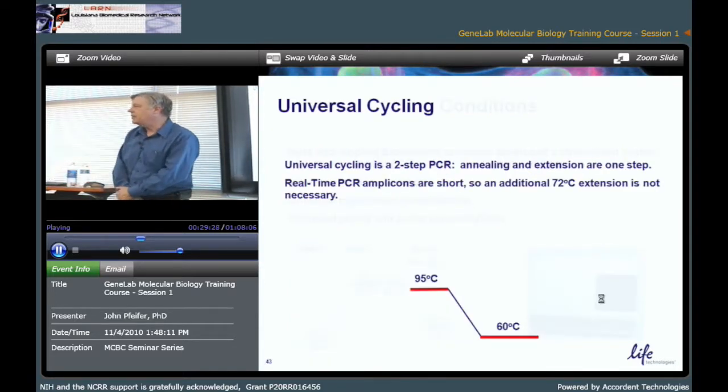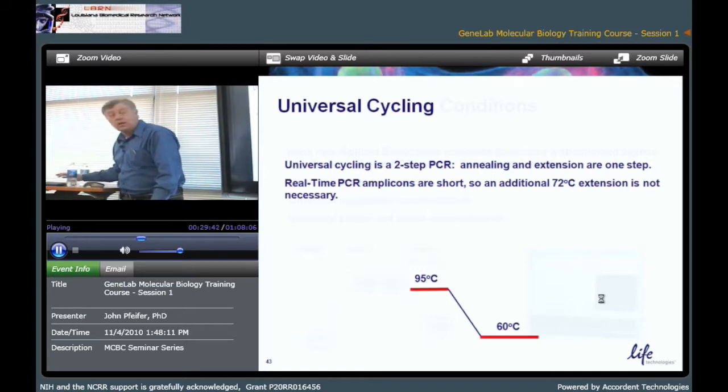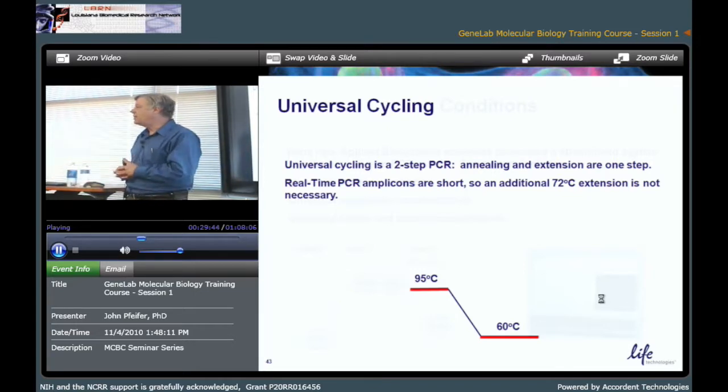Our universal cycling consists of a 2-step PCR, which can be used on gels. Of course, we do it all the time for real time. So we're using a 60-degree step as both annealing and extension. Realize that real-time amplicons tend to be rather short, so the need to do a 72-degree extension is not there. In fact, it may be possible that for many gel-based assays, 72 degrees is unnecessary as well.